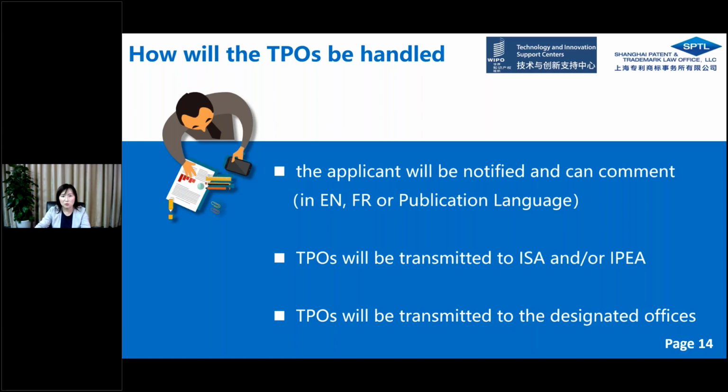Next, let's see what will happen if an observation is submitted for a PCT application. The applicant will be notified about the first published observation, and all subsequent observations will be promptly notified after the expiration of 28 months from the priority date. The applicant may comment on the third-party observation until the expiration of 30 months from the priority date.